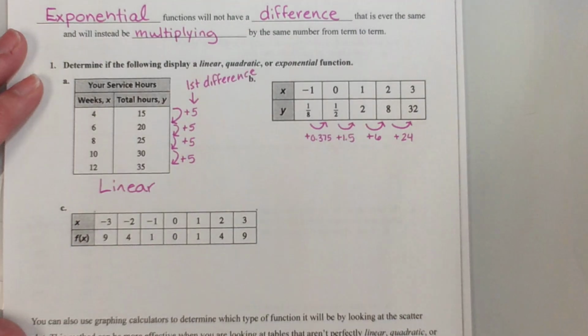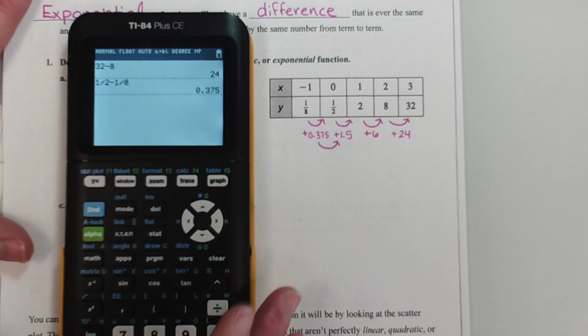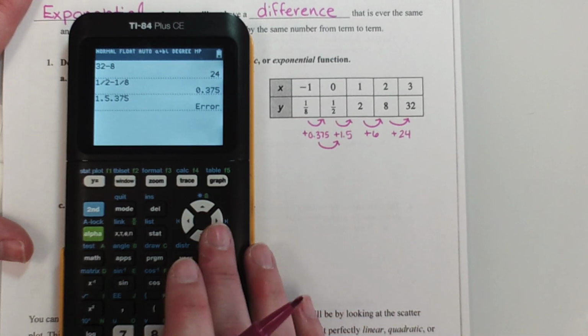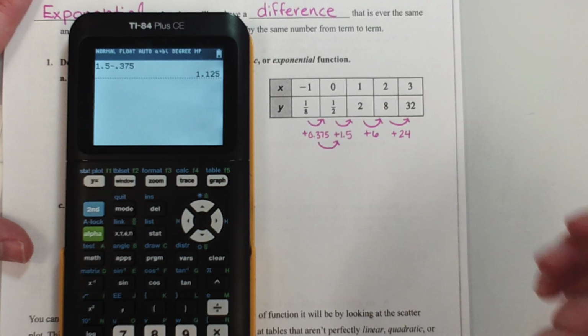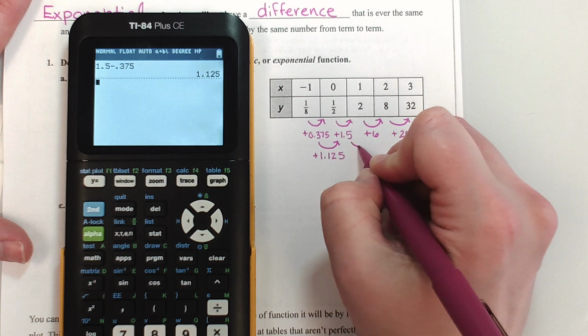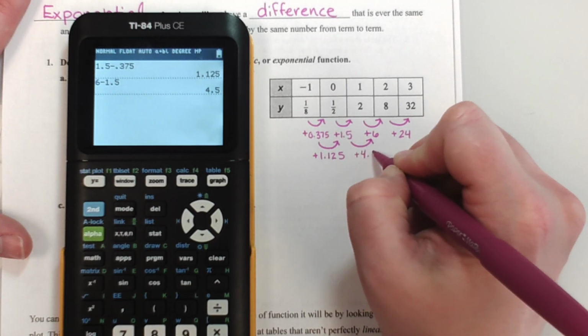I can check the second differences. To get from here to here, 1.5 minus 0.375, adding 1.125. To get from 1.5 to 6, are you adding 1.125? No, which means the second differences are not going to be the same either, which means it's not quadratic.